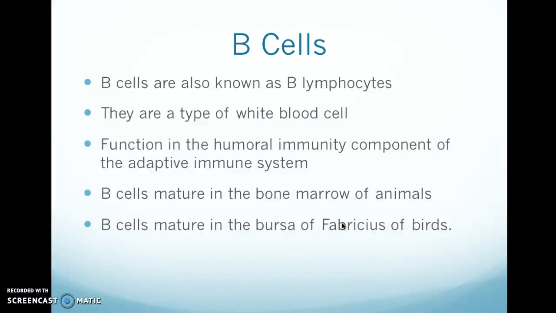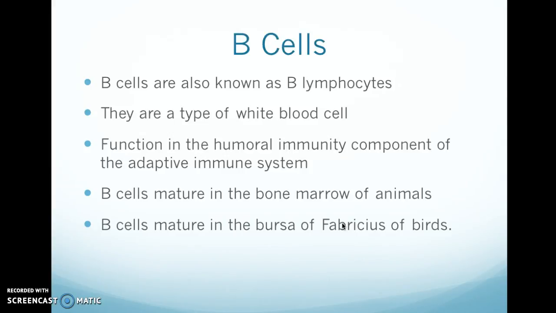So in this video, I'm going to be talking about B cell development and maturation. To begin with, I'm just going to talk a little bit about B cells. B cells are also known as B lymphocytes, so if you hear B lymphocytes, that means B cell. They are a type of white blood cell of the lymphocyte subtype, and they function in the humoral immunity component of the adaptive immune system by secreting antibodies.